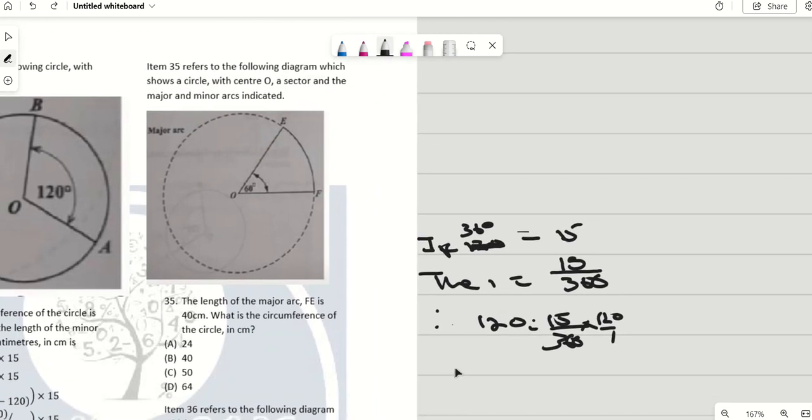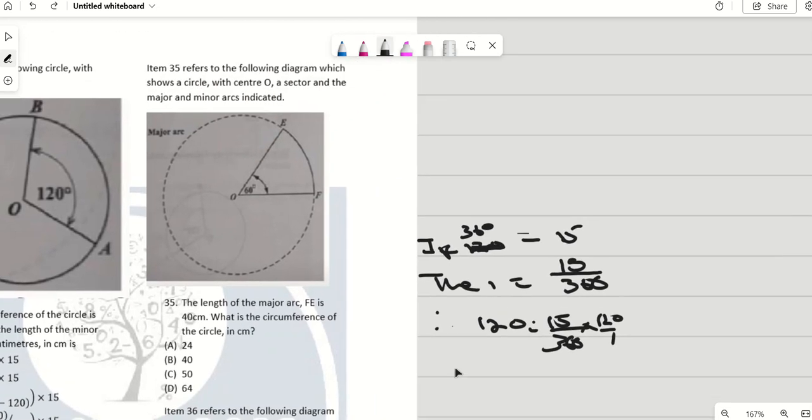Let's look at this one. Item 35 refers to the following diagram, which shows a circle with center O, a sector and major and minor arcs indicated. Right? The length of the major arc, FE, is 40. So your major arc is 40. How many degrees is your major arc? This would be 360 minus 60, which is equal to 300.